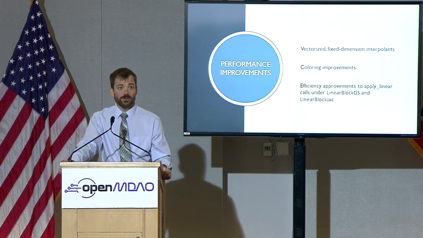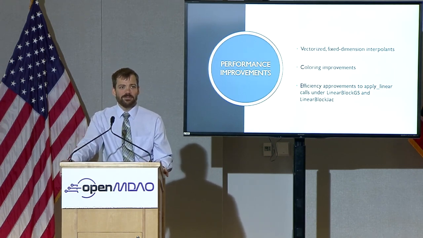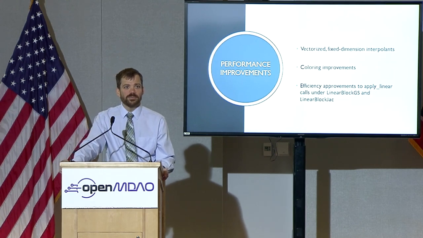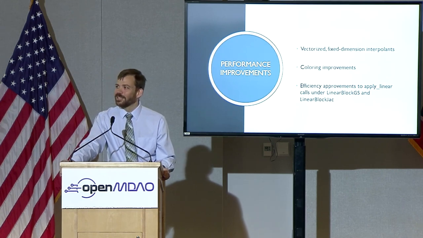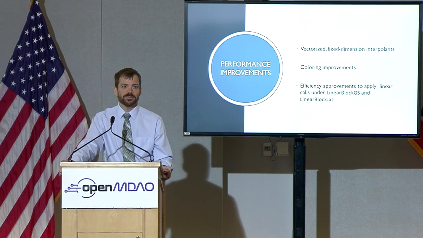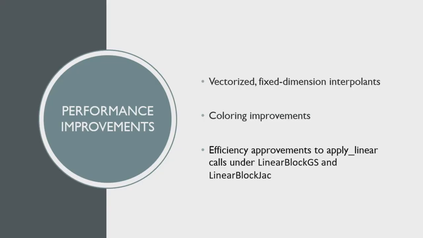And then to talk about performance improvements, I believe up after me is John Yasa, and he's going to talk about our vectorized fixed dimension interpolants. And then we've had some improvements in our coloring algorithms. Earlier this year, we found some performance there that significantly sped those up. And then also we've been finding little things here and there in the code, like finding cases where we're running things when we shouldn't be running things and buying bits of performance back like that.